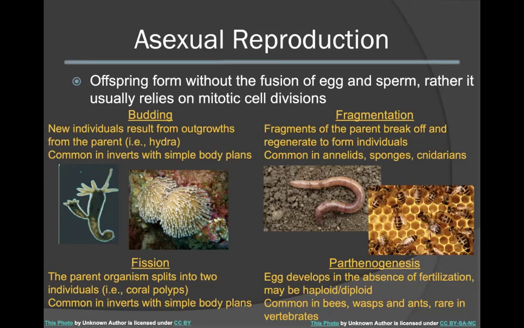And finally, parthenogenesis occurs when eggs develop in the absence of fertilization. These eggs may be haploid or diploid depending on the life strategy of the organism. This type of reproduction is common in bees, wasps, ants. However, it is very rare in vertebrates.